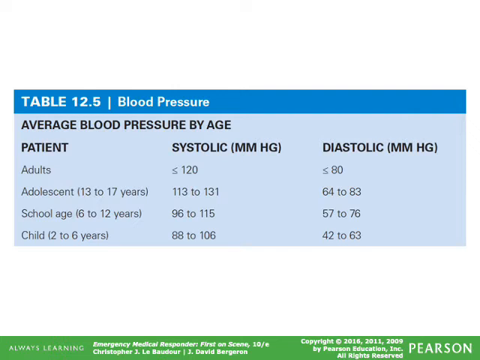This is where significant changes start to occur. This is going to be the school-aged children. Systolic pressure can run from 96 to 115 and be considered normal, and the diastolic can be from 57 to 76 and still be considered normal. A child 2 to 6 is going to be 88 to 106 on the systolic or top number, and 42 to 63 on the diastolic or bottom number. Keep in mind, these numbers aren't hard and fast. They're just an average range that we would consider normal. Anybody under 2 years old, I'm generally not even going to attempt to check their blood pressure.